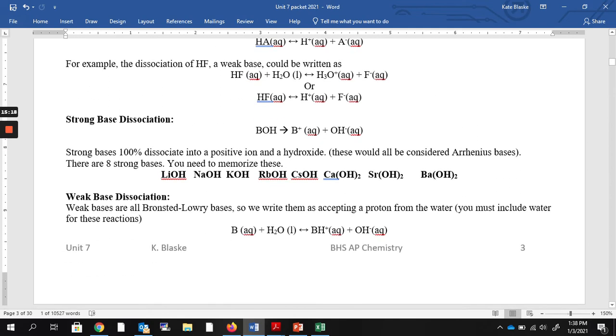There are 8 strong bases you need to know. Pretty much everything from group 1 and most of the group 2 metal ions form strong bases. Lithium hydroxide, sodium hydroxide, potassium hydroxide, rubidium hydroxide, cesium hydroxide, and then calcium hydroxide, strontium hydroxide, and barium hydroxide. So all 8 of these bases are assumed to 100% break up into ions. All of those hydroxide ions are donated.